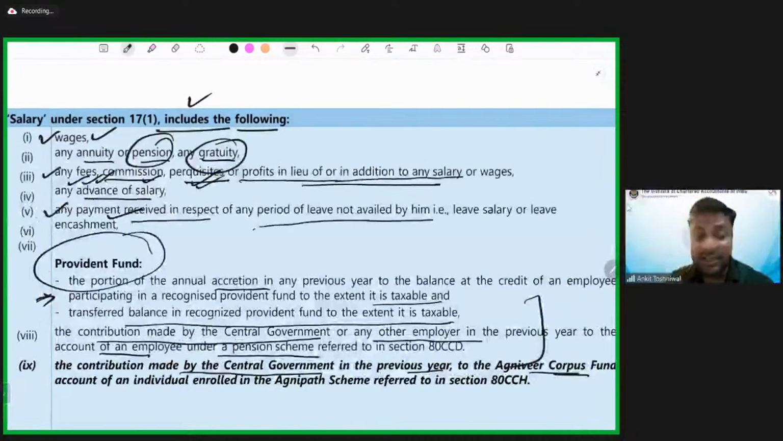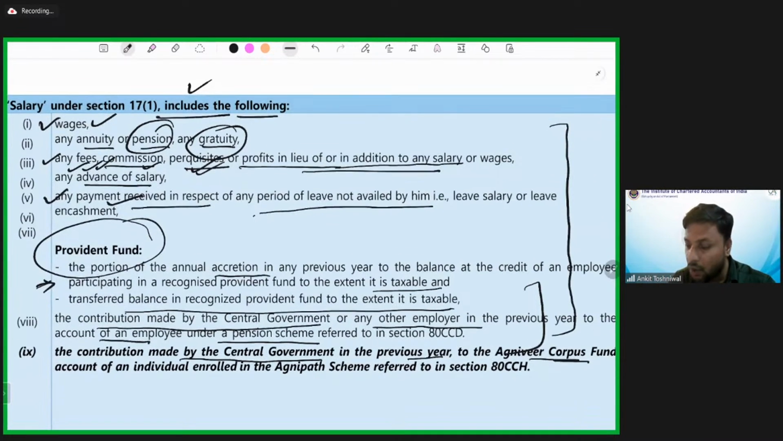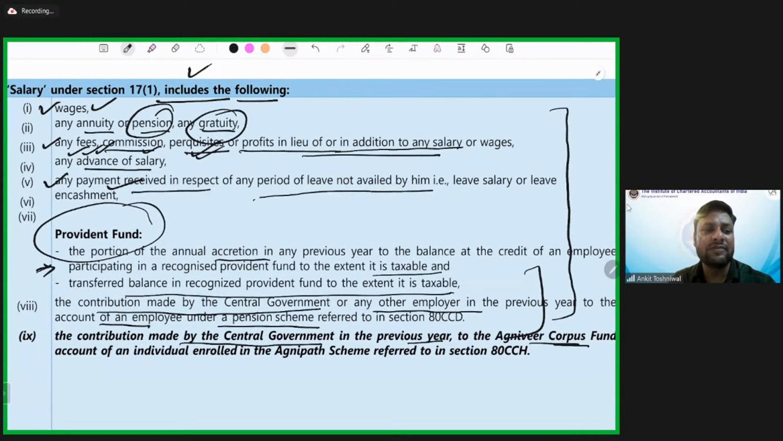So this is the list of the definition. In the examination, there is a chance that they will ask a question: the salary includes A, wages, B, advance salary, C, any payment in respect of leave encashment or gratuity. So you have to mug up these points. However, we will discuss all these points in the coming sessions.